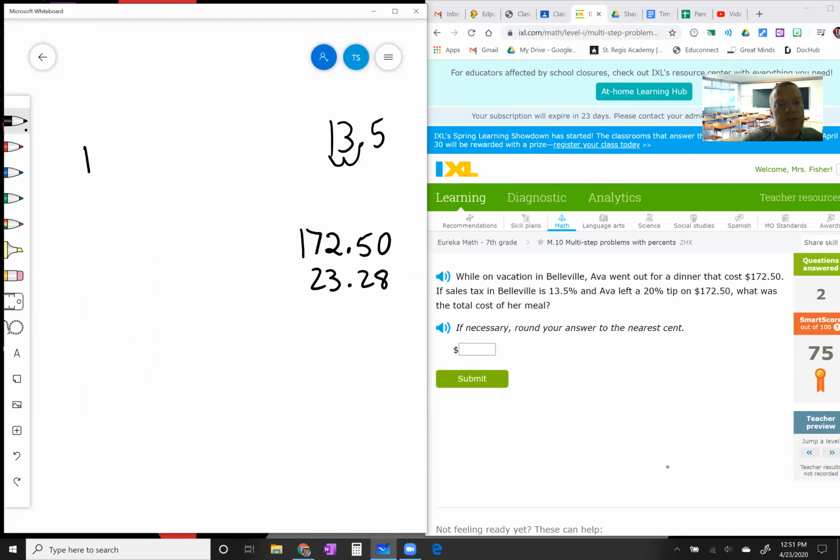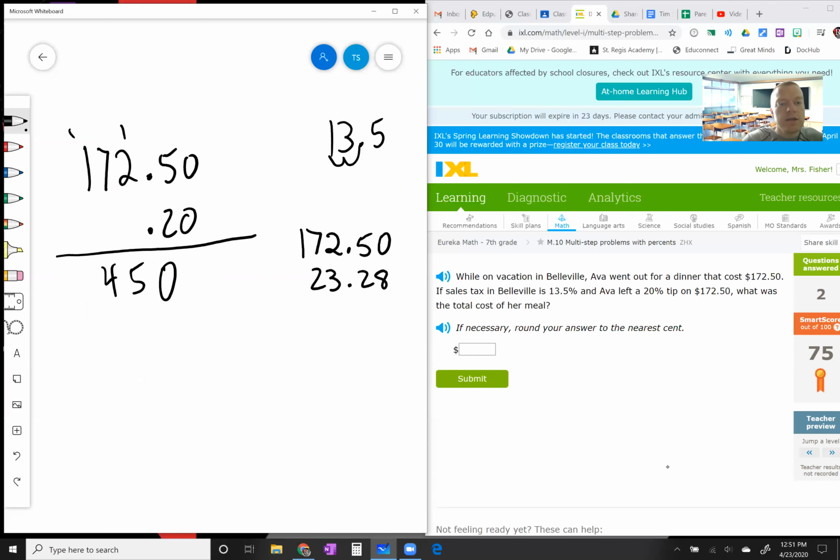So $172.50, she paid 20% tip, so 0.20. Okay, add those zeros on at the end. 2 times 5 is 10, 2 times 2 is 4, 1 more is 5, 2 times 7 is 14, 2 times 1 is 2, plus 1 is 3, add my 2 zeros on. I have 4 decimal places, so 1, 2, 3, 4.